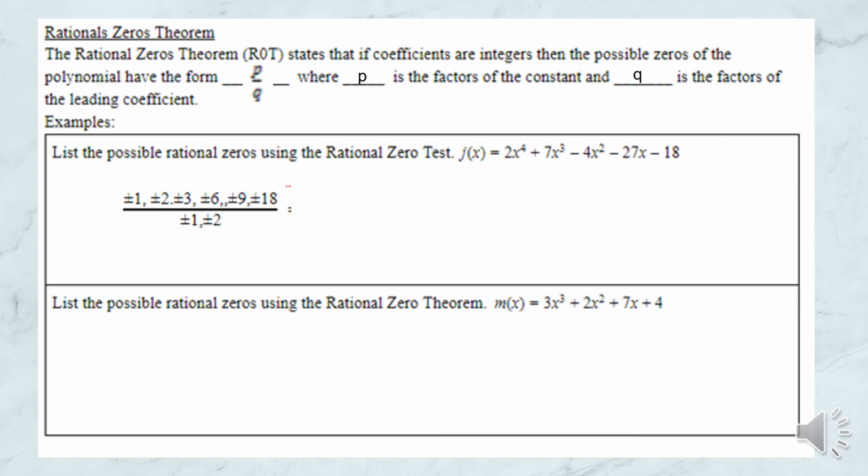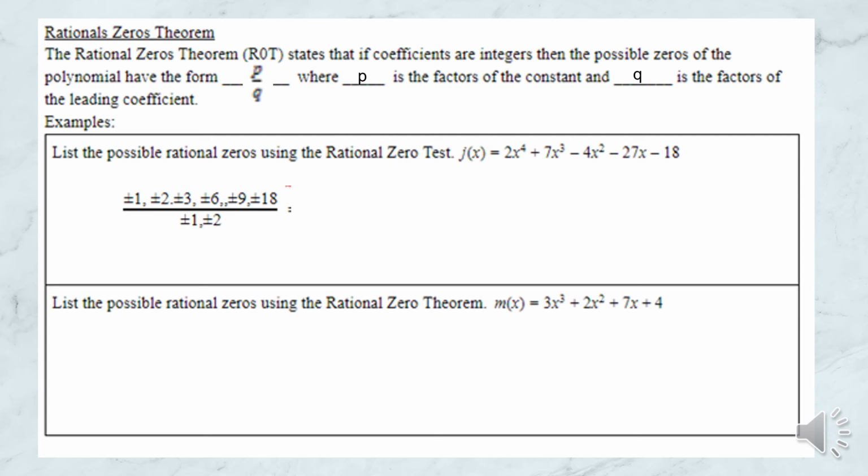So once I've set up that fraction, I need to divide all of the numerator possibilities by the denominator possibilities. So I'm going to take plus or minus 1 divided by plus or minus 1, plus or minus 2 divided by plus or minus 1, plus or minus 3 divided by plus or minus 1, plus or minus 6 divided by plus or minus 1, plus or minus 9 divided by plus or minus 1, and plus or minus 18 divided by plus or minus 1.